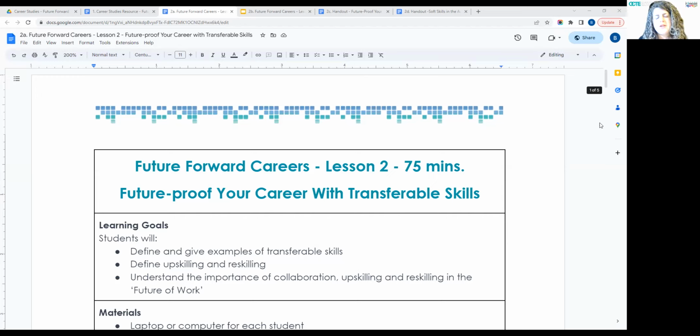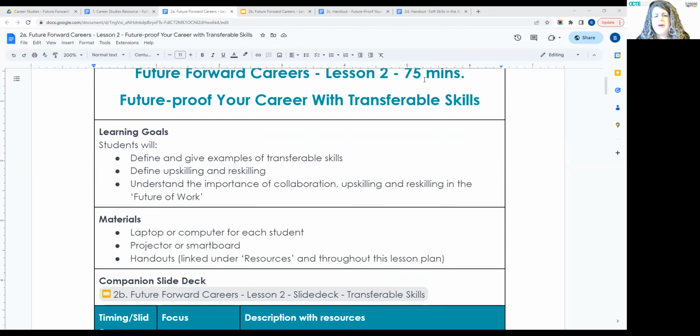And again, all of these resources are available in Microsoft as well as Google format, and they're designed for you to adapt to your needs. We'll go over Lesson 2 really quickly now.